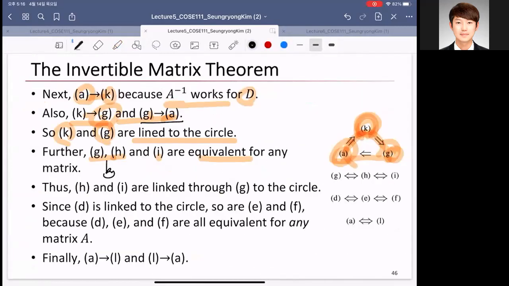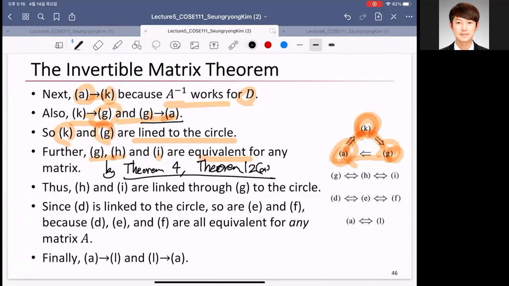By theorem 4 and theorem 12a. Please check that. We already proved this concept.